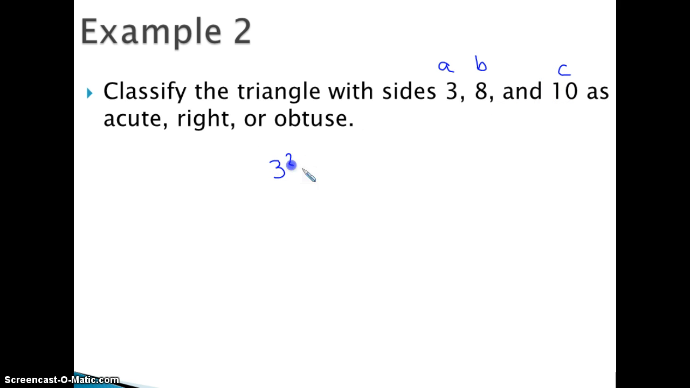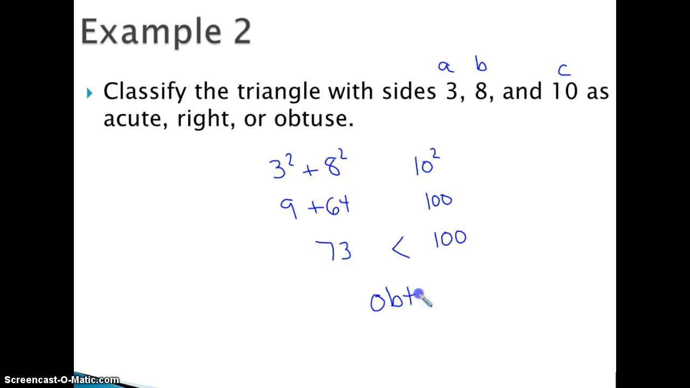So we're going to do 3 squared plus 8 squared, and we're going to compare it to 10 squared. 3 squared is 9, 8 squared is 64, and 10 squared is 100. So if I add these up, 9 and 64 is going to give me 73, and that's going to be compared to 100. I know that 73 is going to be less than 100. The C side is much bigger than we expected it to be, which means it's going to stretch that right triangle out into an obtuse triangle. If we had 73 was greater than, let's say, 50, then we would say it's an acute triangle because the third side, the biggest side, is smaller than we anticipated it would be.